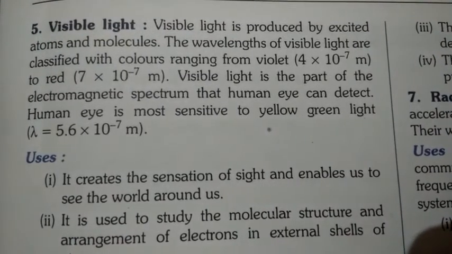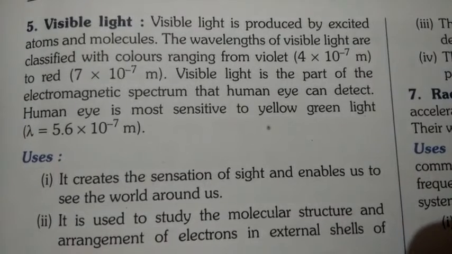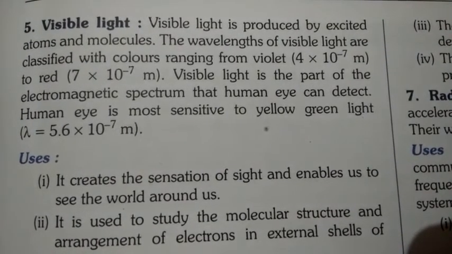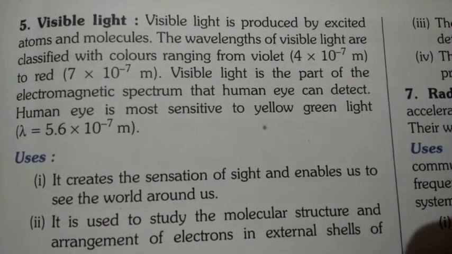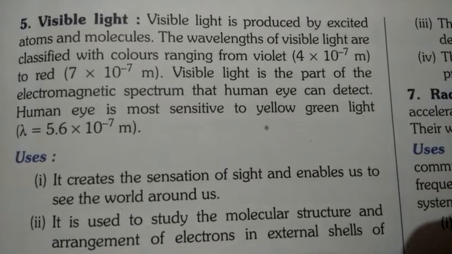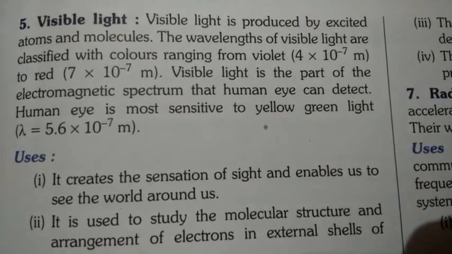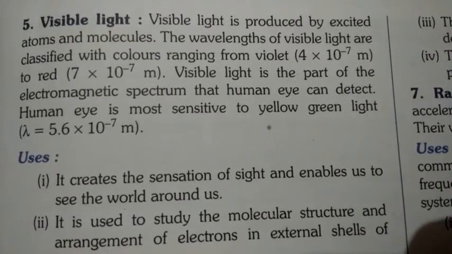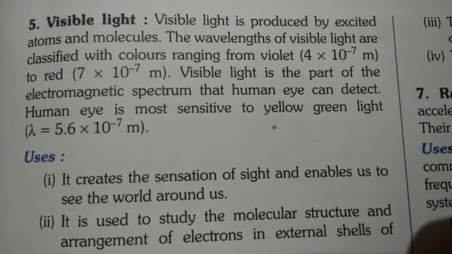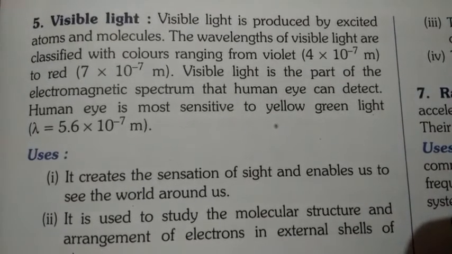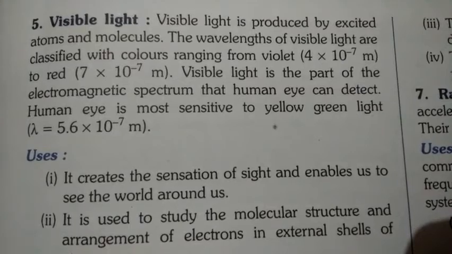Then there is visible light, which is produced by excited atoms and molecules. Its wavelength ranges from 4 into 10 to the power minus 7 meter to 7 into 10 to the power minus 7 meter. Visible light is the part of the electromagnetic spectrum that the human eye can detect. The other parts of the electromagnetic spectrum are not easily detectable by the human eye, but visible light can be detected. The human eye is most sensitive to yellow-green light.